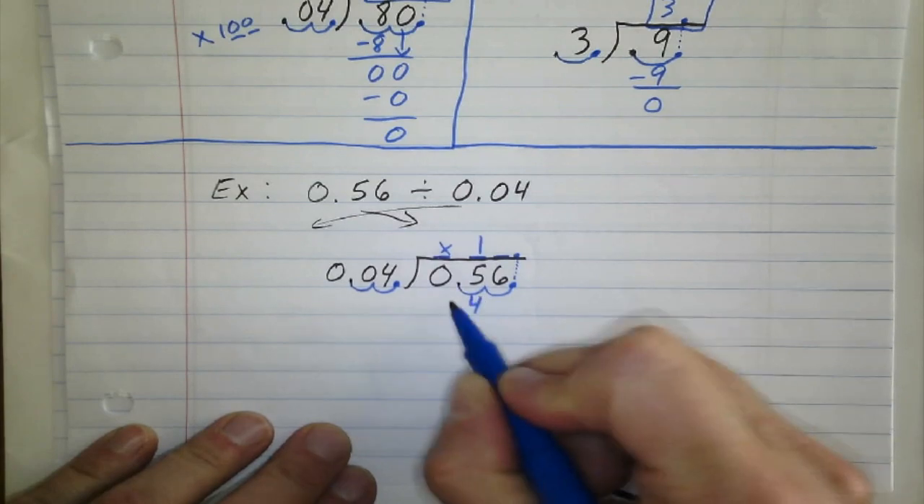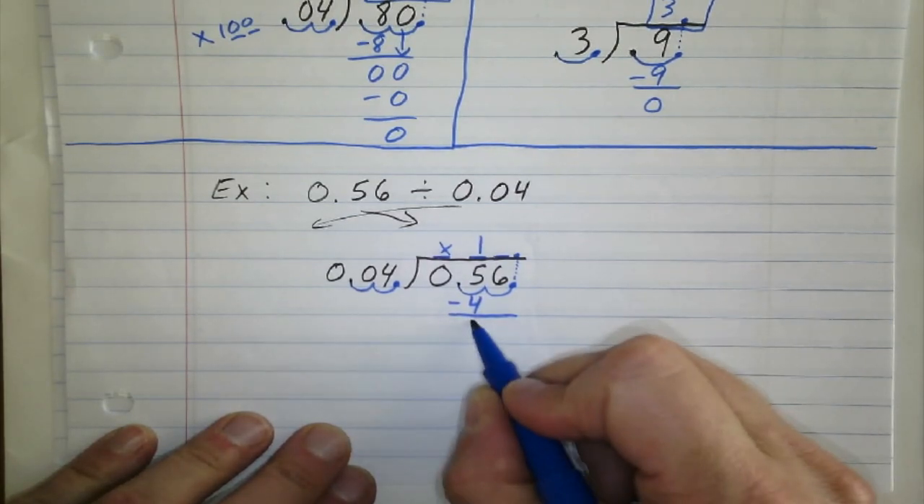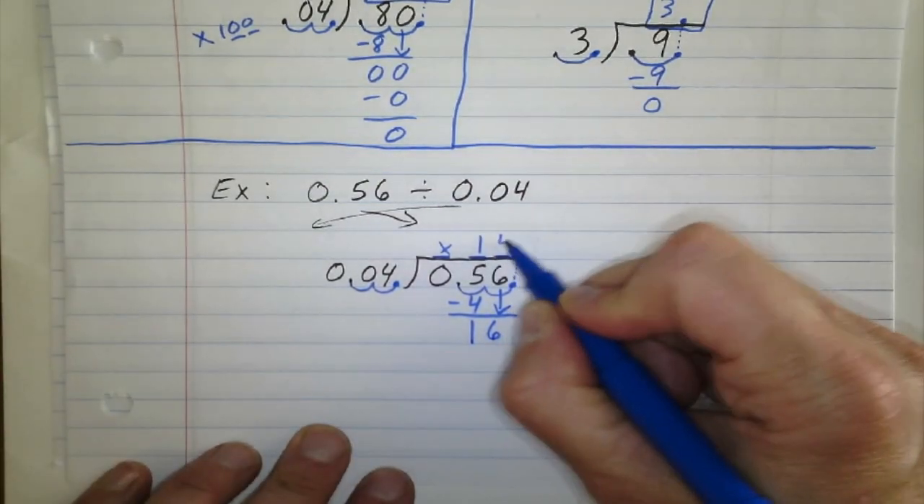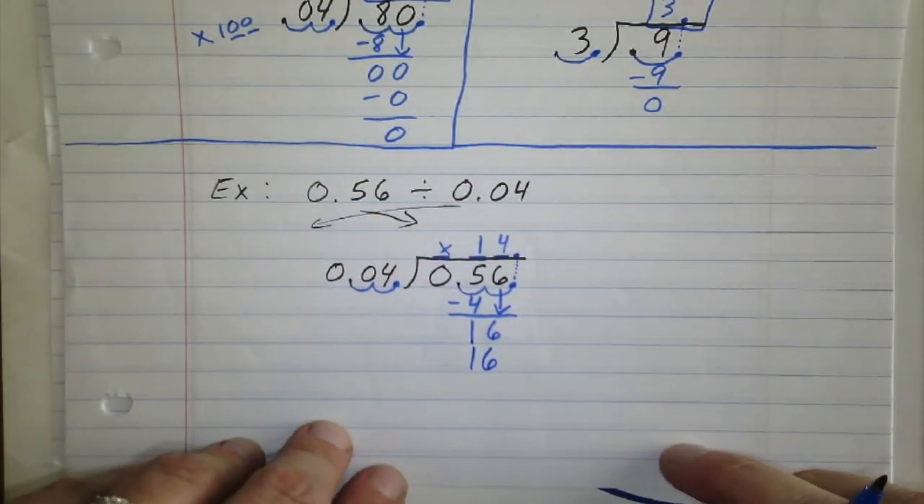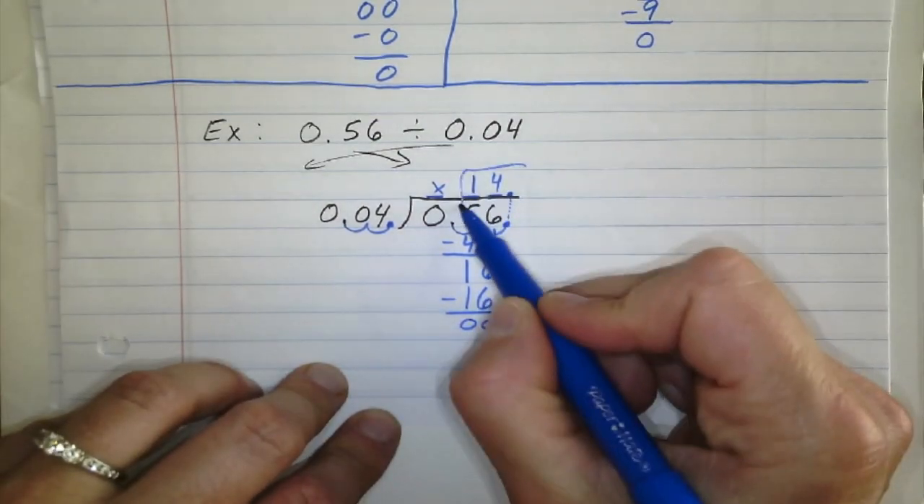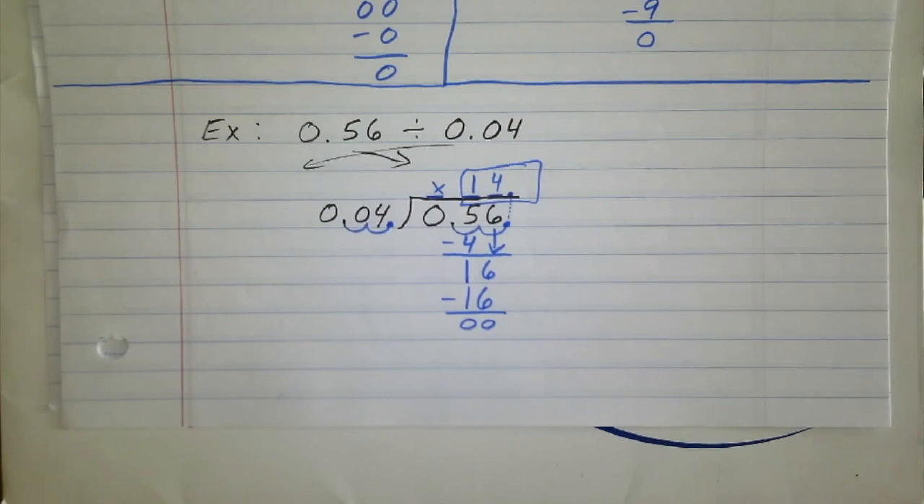It gives you 4, and then you subtract, trace the blue line. I get 1, bring down the 6. 4 goes into 16 4 times. I get exactly 16. Subtract, and I end with zeros. My answer is 14 with a decimal behind it.